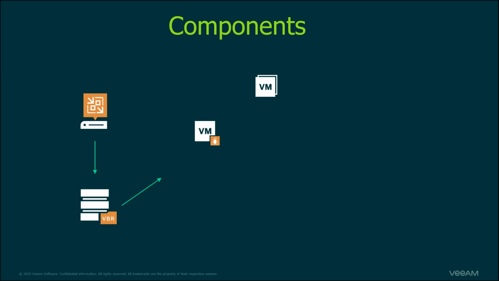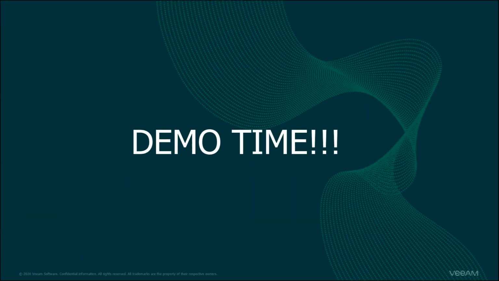Once the Linux Helper Appliance has added the backup files as a disk to itself internally, it will then take the files that you've chosen and restore back to that machine for you. And with that, it's demo time.